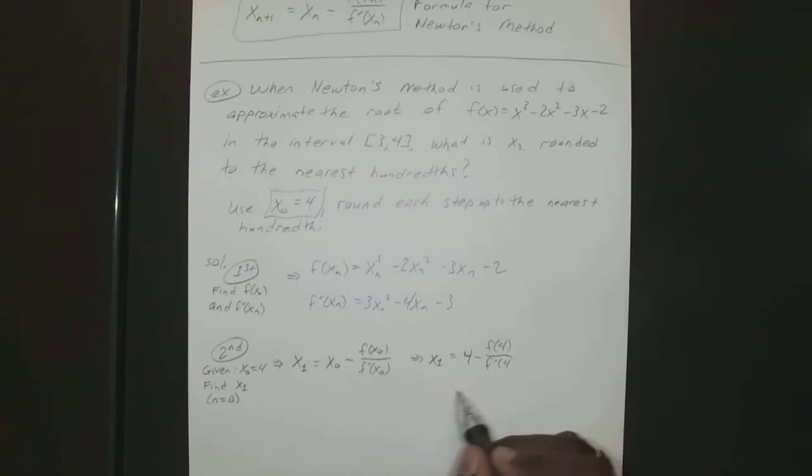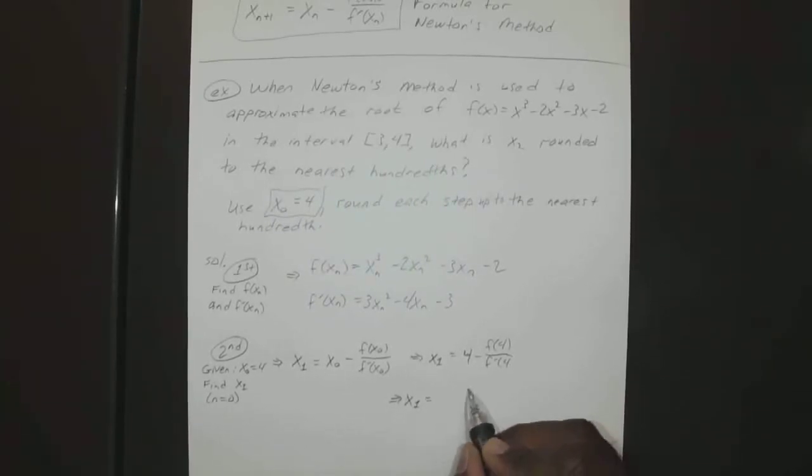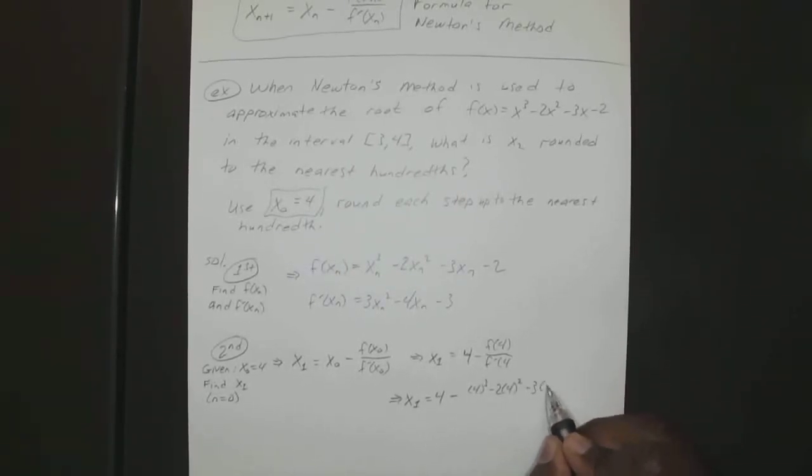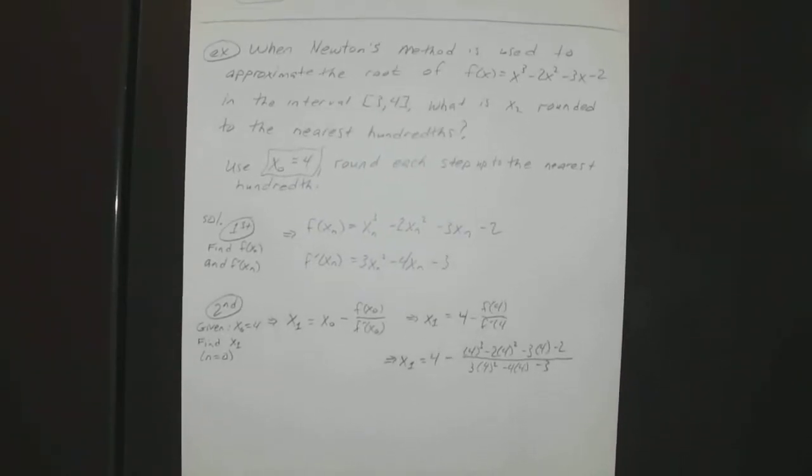Okay, so if we plug those in, I'll do it on a new line. It's going to get a little bit cramped. Our x1 is equal to 4 minus our f of 4, which is 4 to the third minus 2 times 4 squared minus 3 times 4 minus 2, divided by 3 times 4 squared minus 4 times 4 minus 3. Oh, bring that up some.